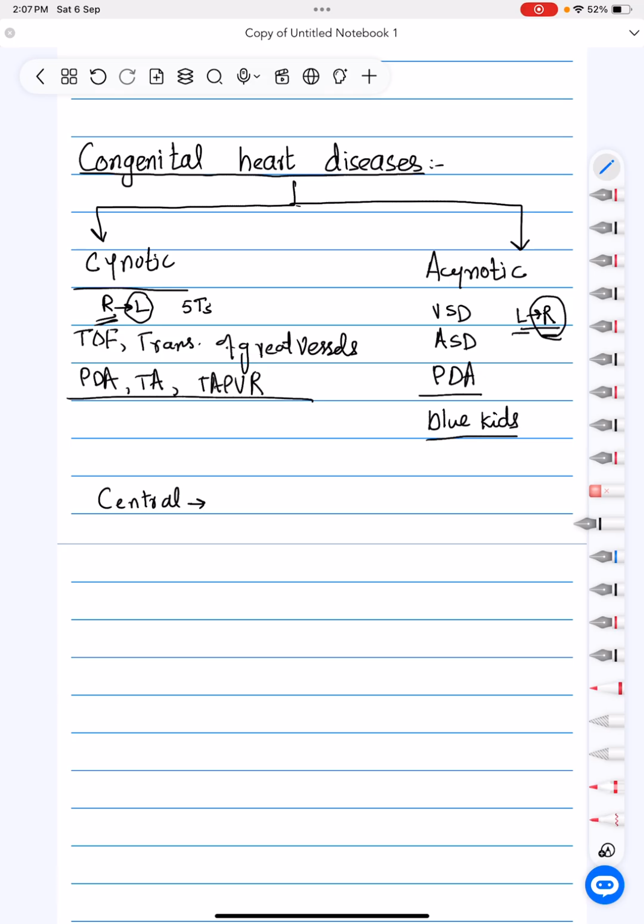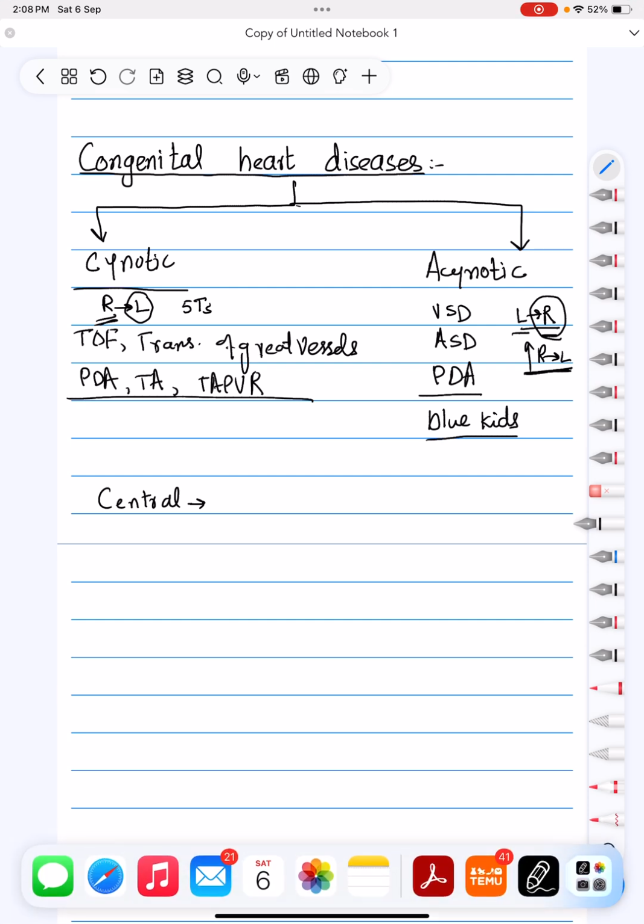So what happens is that the pressure on the right side increases too much, and the blood eventually reverses and moves from the right side to the left side. When this shunt reverses, it causes cyanosis. We will discuss this later in Eisenmenger syndrome. That's why they are called blue kids. So acyanotic heart condition causes cyanosis but later in life.